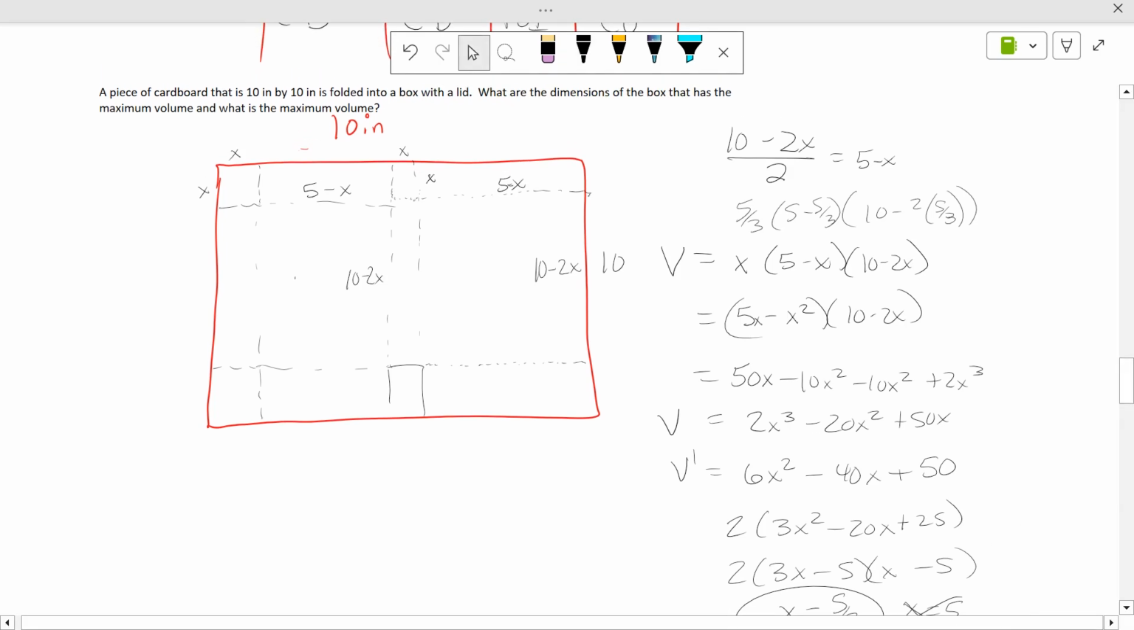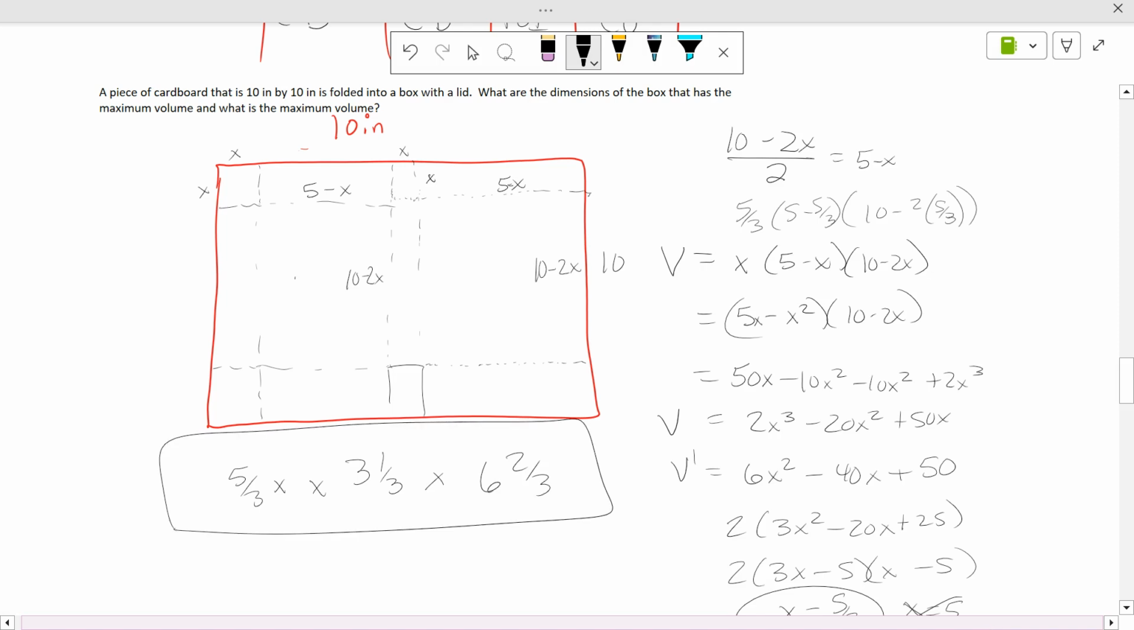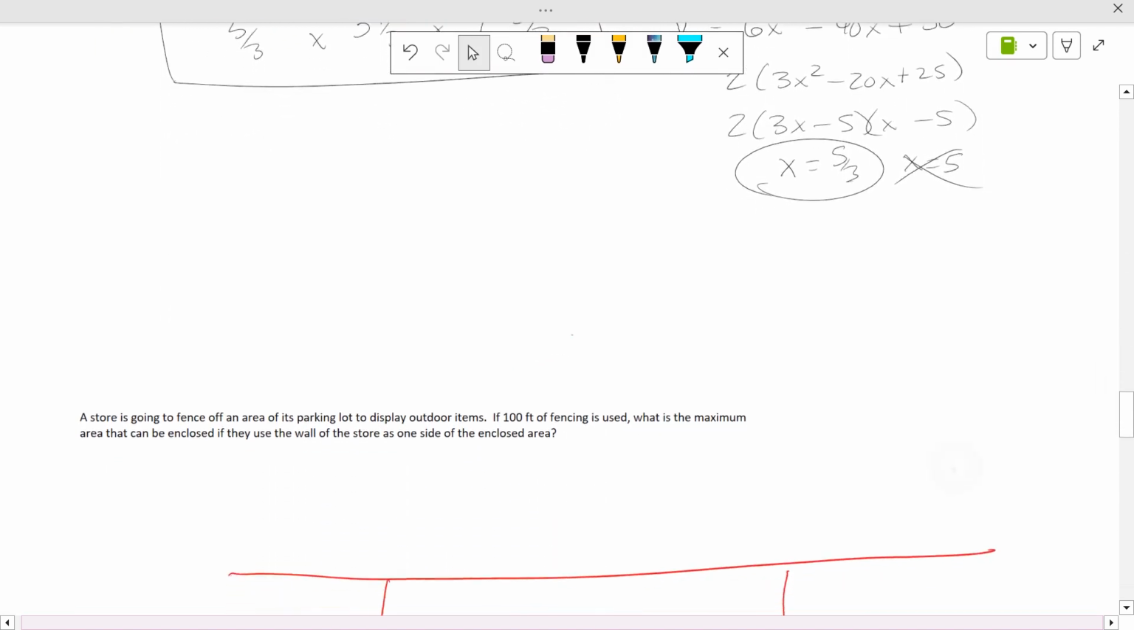So the dimensions of the box are 5/3 by, 5/3 is 1 2/3, by 3 1/3 by, this is 10/3, so 10 minus 10/3, 10/3 is 3 1/3, so it'd be 6 2/3. So this would be the dimensions of it. And then you multiply them together to find the volume.